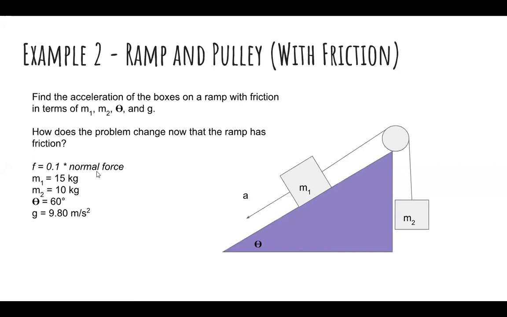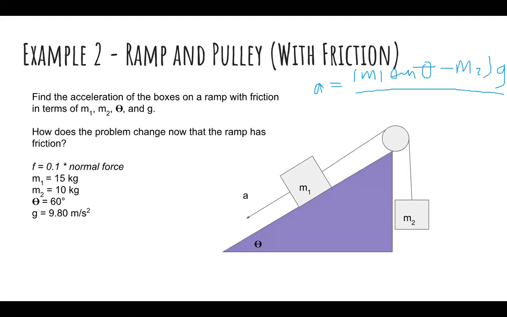So taking what we had from the last one, we have acceleration is equal to m1 sine theta minus m2 times g over m1 plus m2. And just take a minute to look at that and see if you can figure out where we would add friction into that problem.